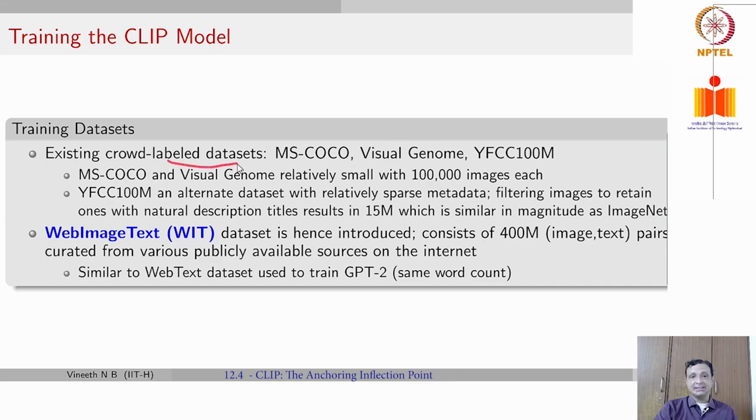Existing crowd-labeled datasets like MS-COCO, Visual Genome, and YFCC 100M are possibilities for training CLIP. However, datasets like MS-COCO and Visual Genome are relatively small. They have about 100,000 images each, and YFCC 100M is a good dataset, but it has about 15 million natural description titles with corresponding image matches, which is about the same magnitude as ImageNet.